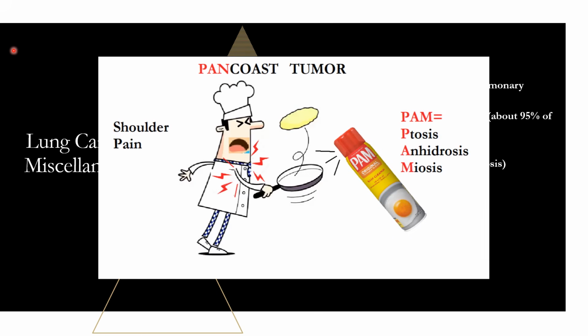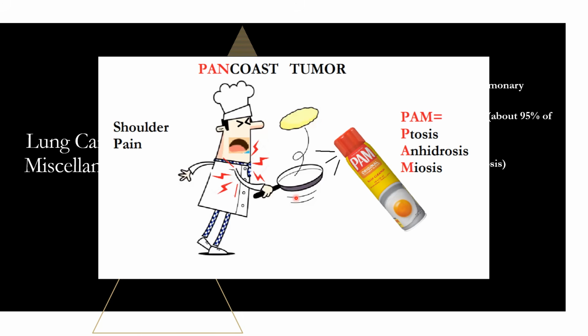The way that I used to remember that, this is really just a visual here for you, but hopefully you can remember this visual because it helped me. I remember a Pancoast tumor, I think of pan, so right away I think of a pan. And then I think of, what do you spray in a pan before you start to cook with it? You spray with PAM, I mean maybe olive oil or something, but for the mnemonic, remember PAM. So you're using a pan, you spray PAM in it. PAM stands for ptosis, anhidrosis, miosis.